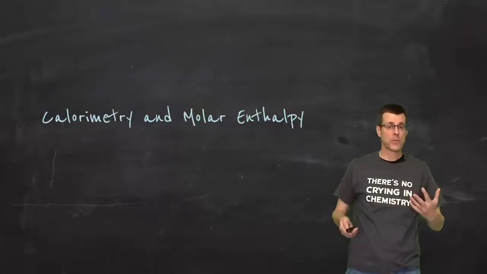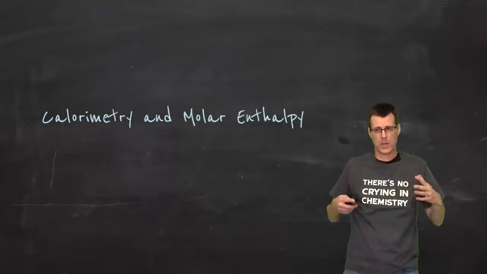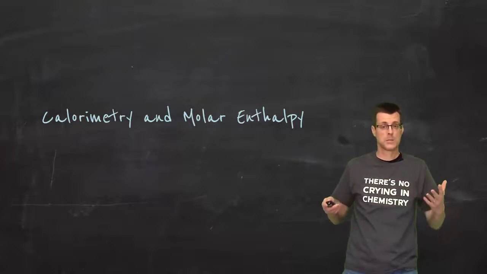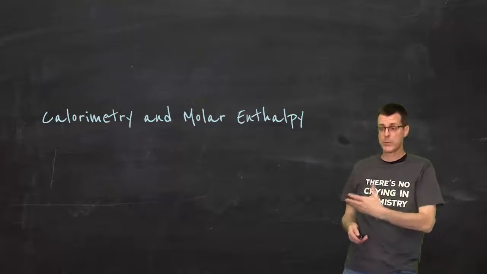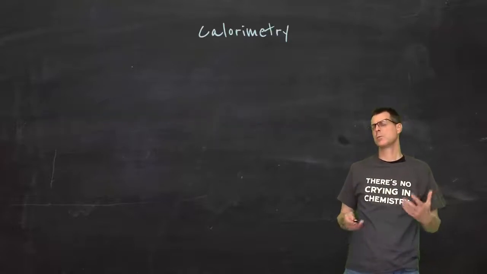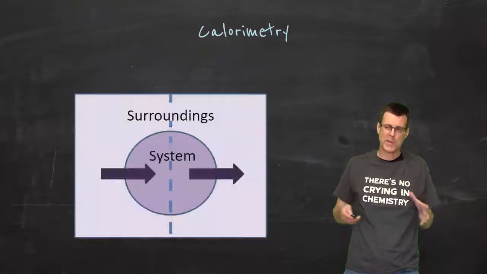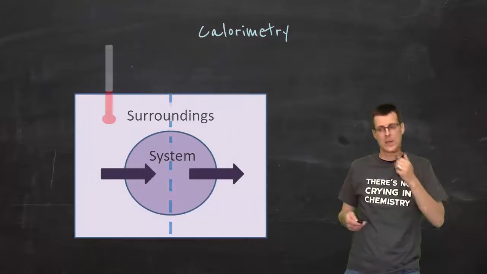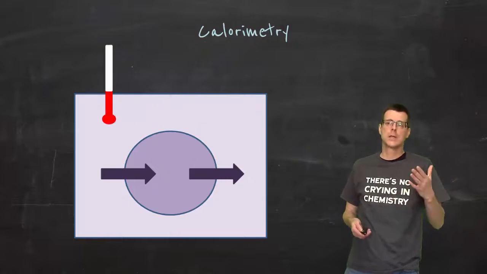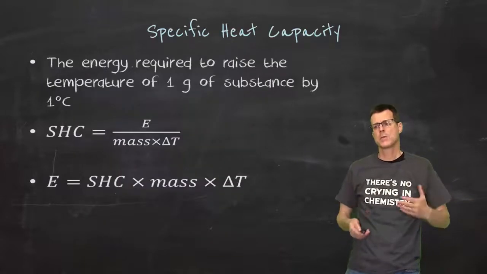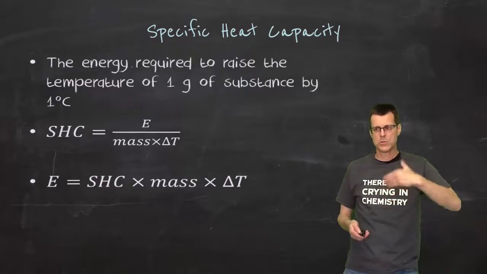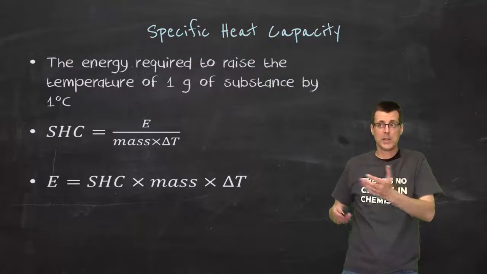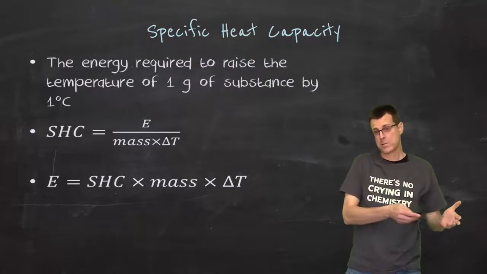Last time we talked about enthalpy and how that was a measurement of the heat energy in a system. Today we're talking about calorimetry and molar enthalpy. So what is calorimetry? Well, if you go back to that drawing that we had initially where we had the system and we had the surroundings. If you put a thermometer into that, you're doing calorimetry. So calorimetry is used to determine the amount of energy that a system and the surroundings traded.